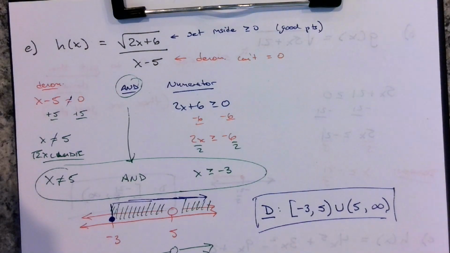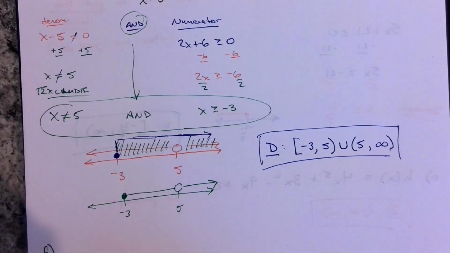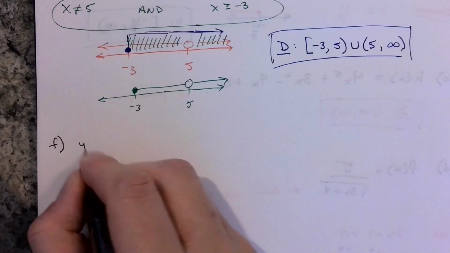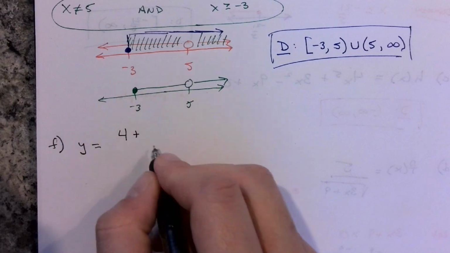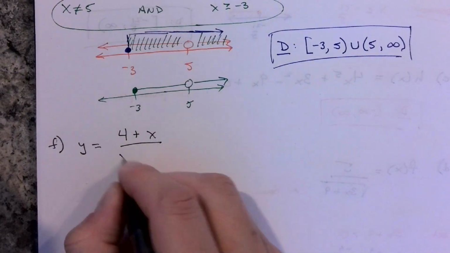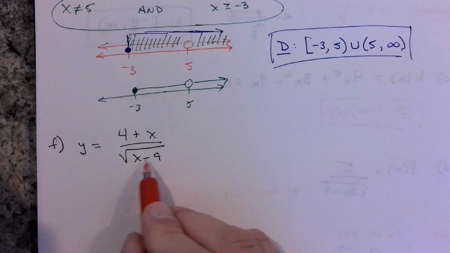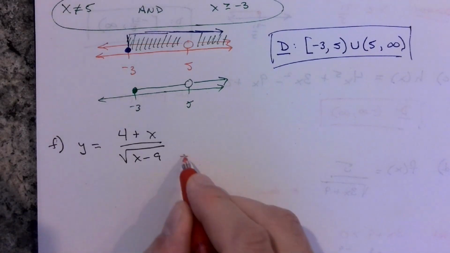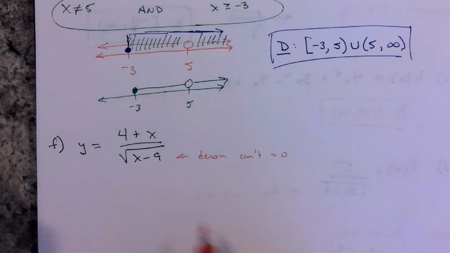Let's just take a look at a couple more. If I had this one here, y equals 4 plus x over the square root of x minus 9. Remember what we're looking for. We're saying, all right, where are the problem points? Can the denominator become 0? Well, yes, it does become 0 if the x minus 9 is 0. All right, so we know the denominator can't equal 0. So we've got to watch out for that.